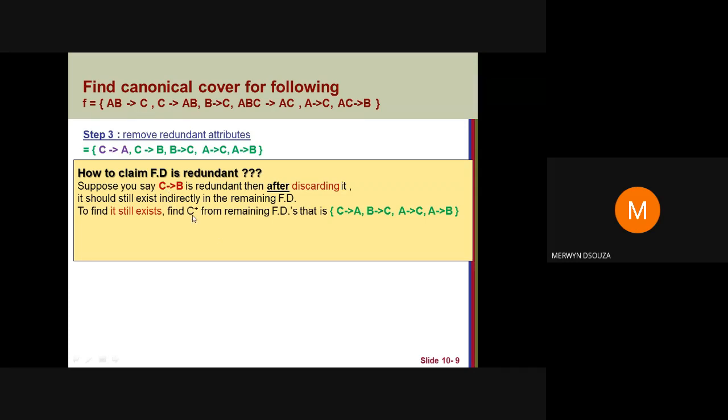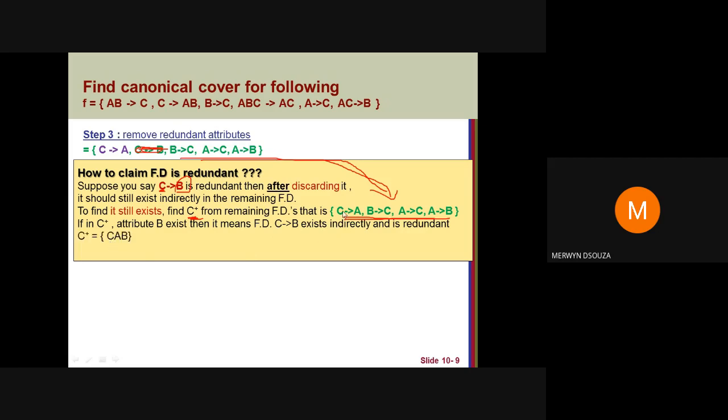To do that, I find out the C closure. Take the left hand side, of that we are finding the C closure from the remaining FDs. So we are removing this, and from the remaining FDs, these are the remaining FDs from here. From this you find out C closure, and if in the C closure B is present, then we will claim that it is redundant. So let's see the C closure.